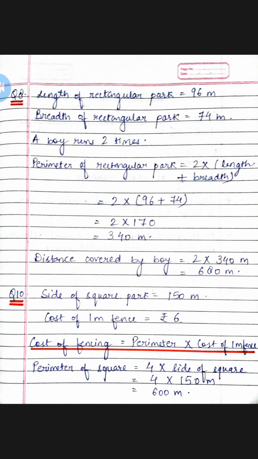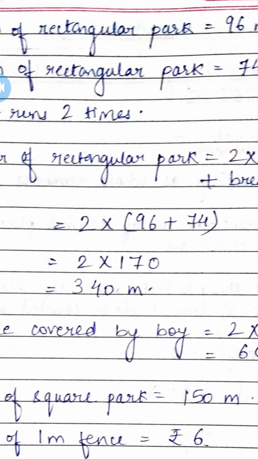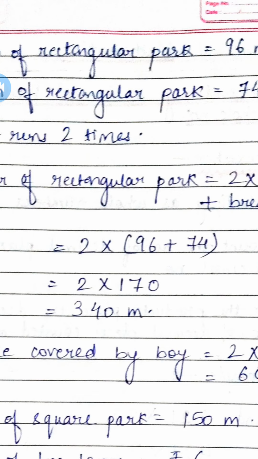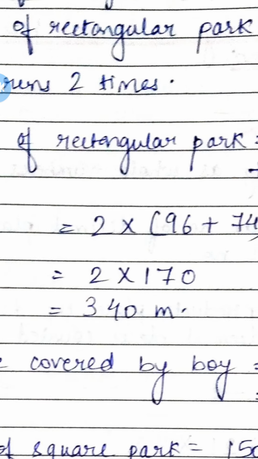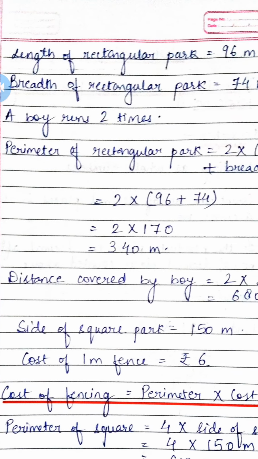That means first of all you will find out the perimeter of the rectangular park. What is the formula of perimeter of a rectangular park? It is equal to 2 multiplied by, within brackets you will write length plus breadth. So 2 multiplied by, in brackets, length is how much? 96 and breadth is how much? 74. 2 multiplied by 96 plus 74. So 2 into 170, that means 340 meter is the final perimeter of the rectangular park.